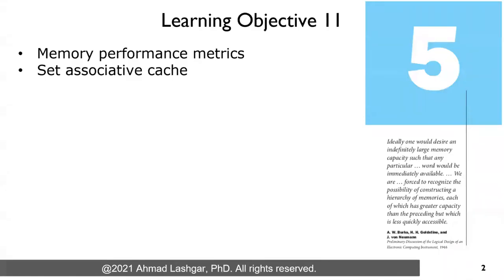Learning Objective 11 is about limitations of direct map cache and techniques for improving it. In the first part, we see most common metrics for measuring performance of memory hierarchy. Then we discuss limitations of direct map cache and introduce a method called Set Associative Cache to improve hit rate of the cache.